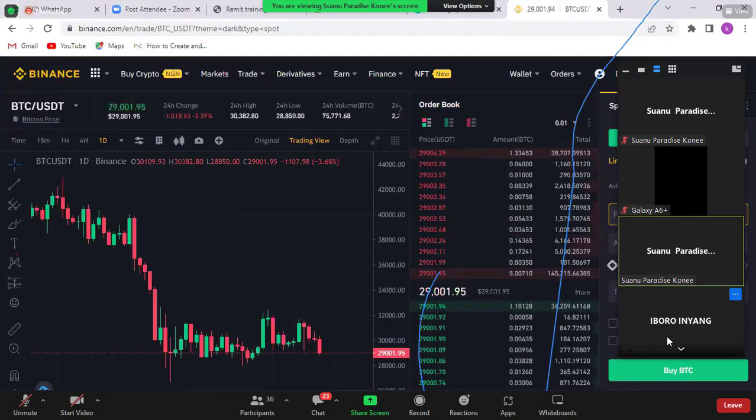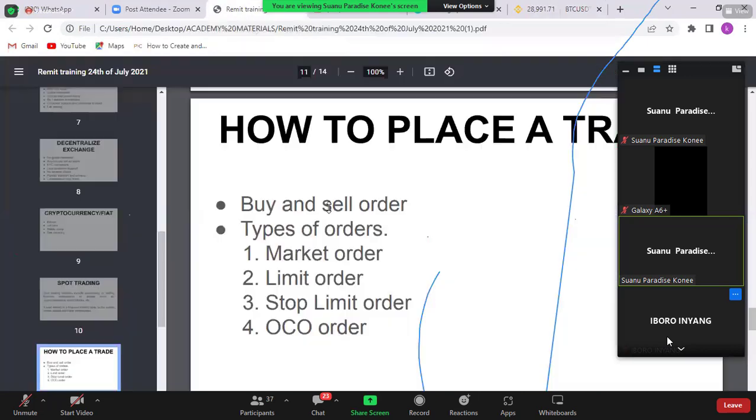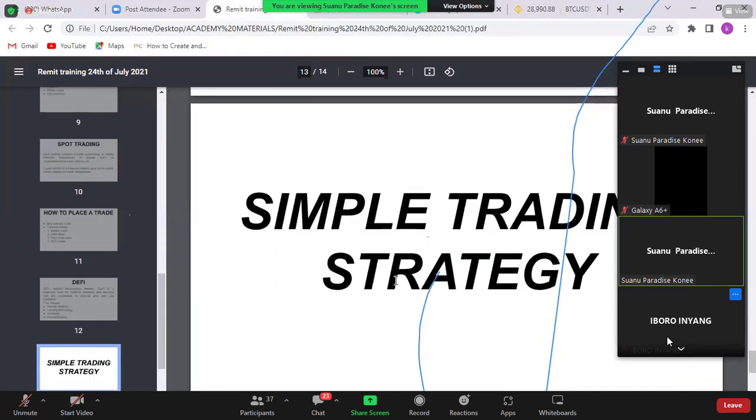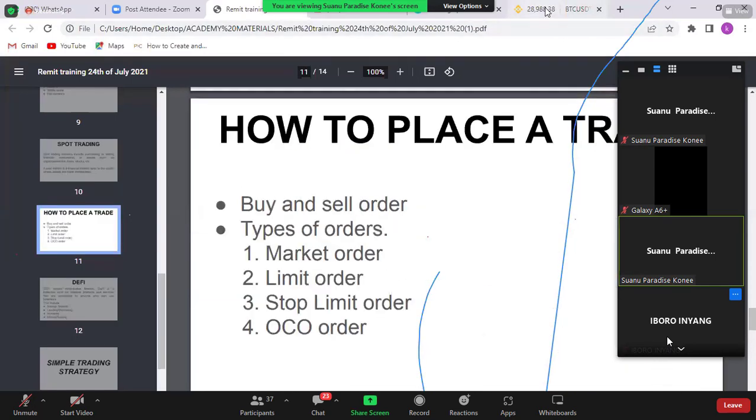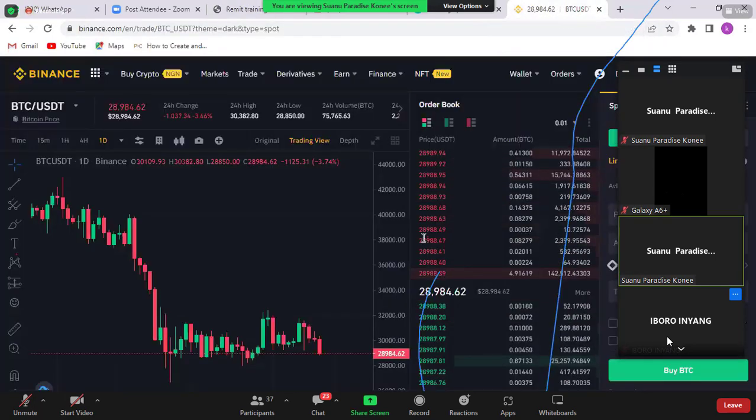Now, what is a market order? A market order is an order that executes immediately. That is what a market order is.